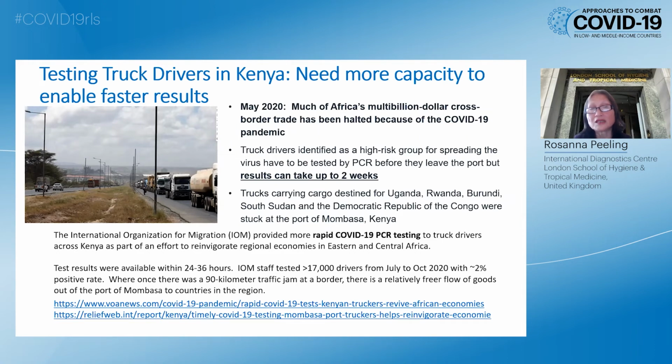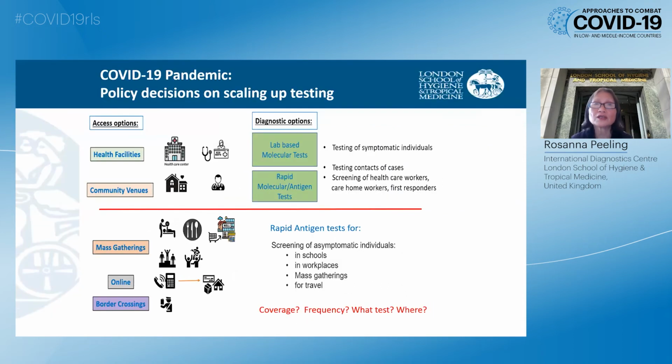In July, the International Organization for Migration came to the rescue and brought in rapid PCR testing for the truck drivers and tested 17,000 drivers, giving the result in 24 to 36 hours. But not so many countries are lucky to have that as a bailout. So it's really important for countries in LMICs to think about the use of antigen tests, not only for symptomatic testing, but also as a means to screen asymptomatic individuals in schools, in workplaces, in mass gatherings, and for travel.